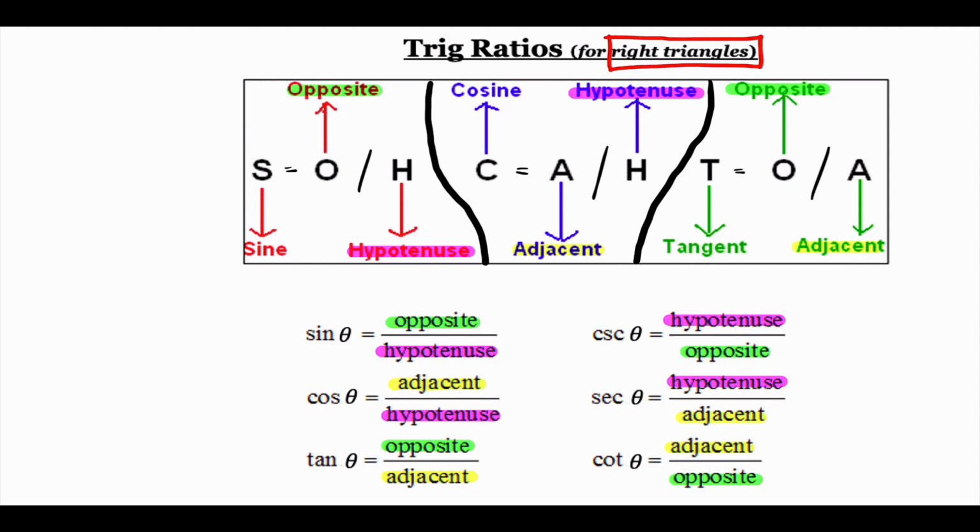Okay? So they're in your notes. You don't have to memorize them. It's not something to memorize. It's just we're gonna work on how to use them. We only use these for right triangles. So that's the only type of triangle we're going to talk about today. Just right triangles.